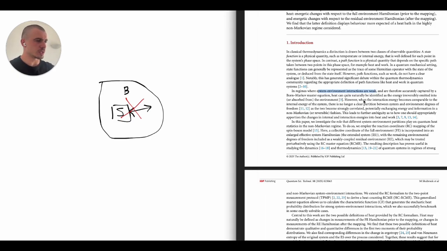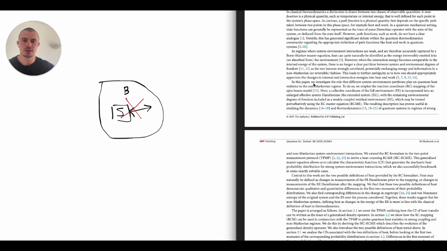So let's see what we say here. If the interaction energy is comparable to the internal energy of the system, there's no longer a clear partition between the system and environment degrees of freedom because they're strongly correlated. That's what we mentioned in the abstract where we talk about the boundary between the two becoming blurry. And if we're trying to define heat, which is energy transfer between the two, and we can't even define what they are individually, then that's not really making any sense, is it? So this leads to even further ambiguity in defining heat.